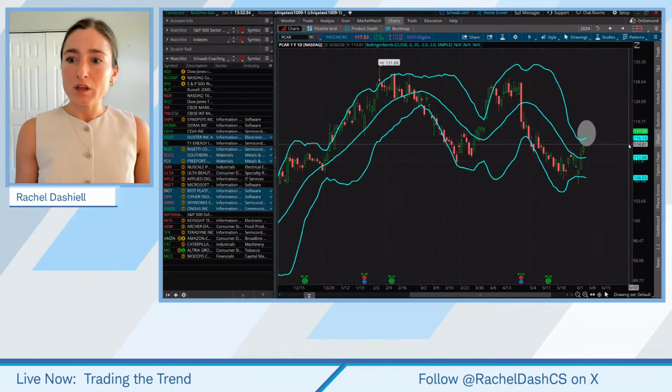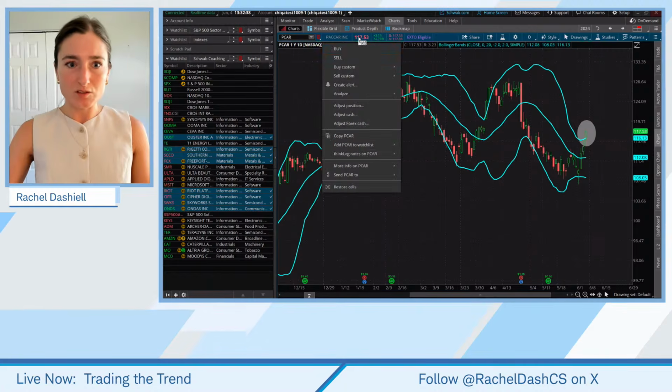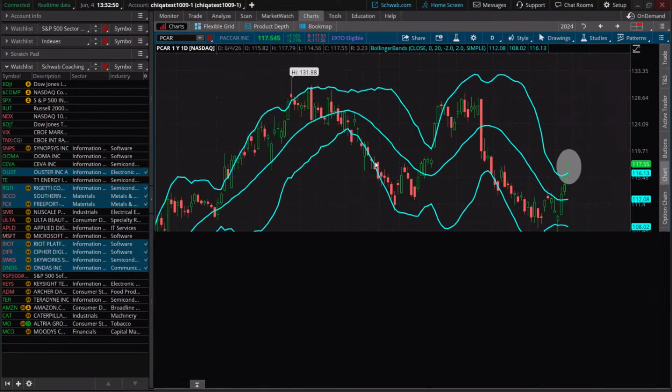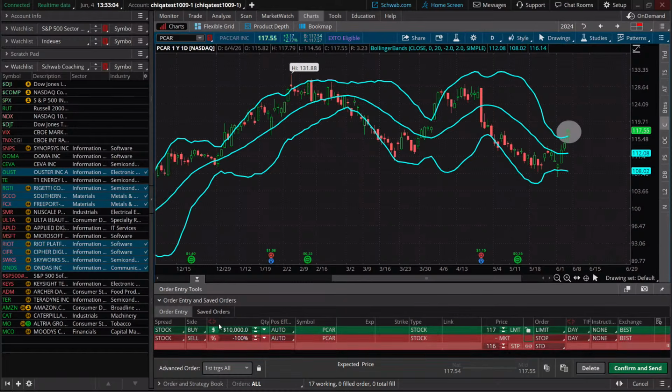And so how could we possibly set up this trade? I'm going to show you guys a couple of different ways. We're going to do a buy custom. We're going to use a $10,000 OCO bracket. Actually, no, we're just going to do it with a stop for right now. And I'll show you guys how to build this. We're going to take $10,000, do a little math here, and make this a sell of 100% of the position. We're going to link those together.